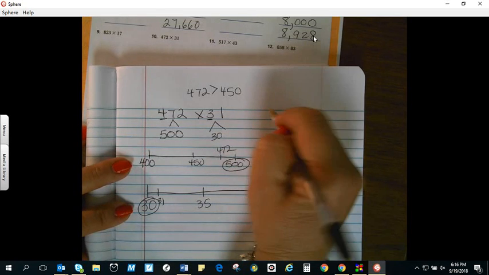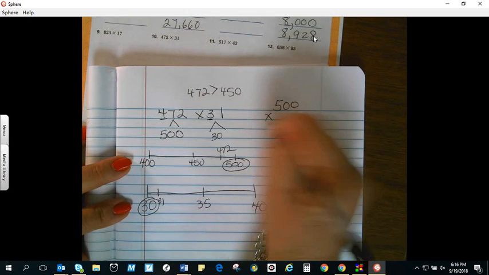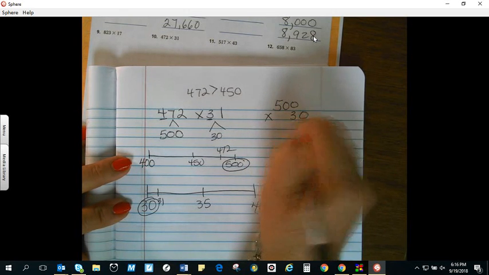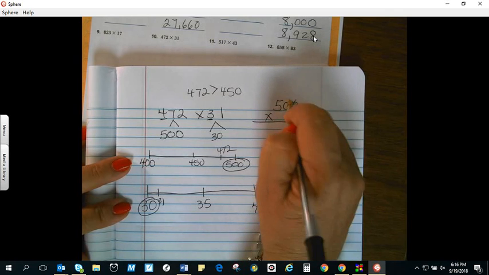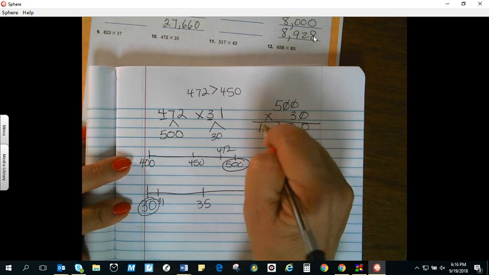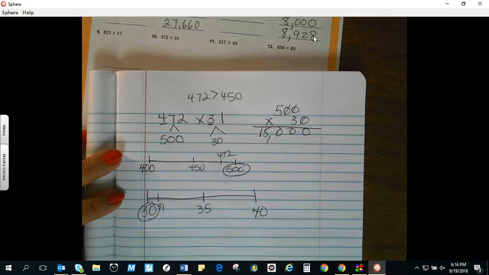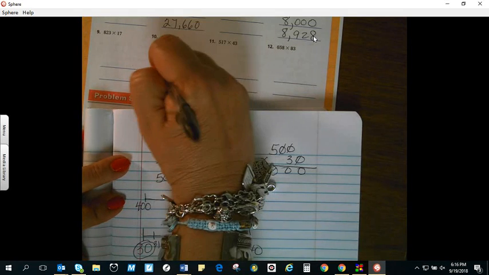Now I can multiply it. So if somebody has already gotten the answer, great. Shout that out. Ready to go. So how many zeros do I have? 1, 2, 3. 3 times 5 is 15, and it's 15,000. And so number 10 is going to be about 15,000.